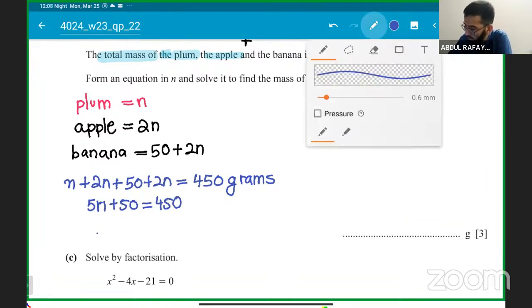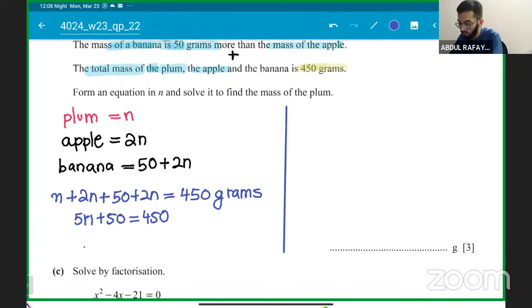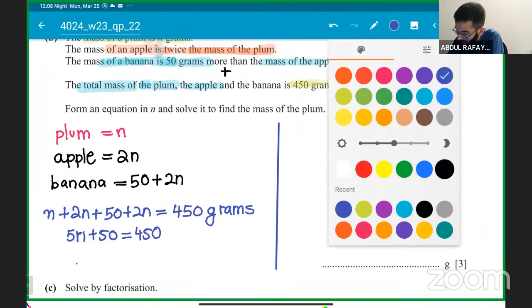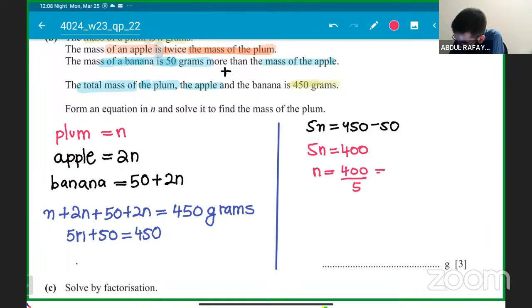Let's do it here. Okay, guys, got it? How does 50 plus 2n come about? Because the apple was 2n, so it becomes 50 plus 2n. So 5n is equal to 450 minus 50. Try to show as much working as possible. So 5n is equal to 400. And n is equal to 400 divided by 5, that is 5 eights are 40, so 80 grams is the answer.